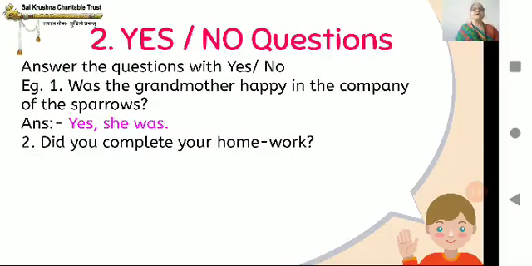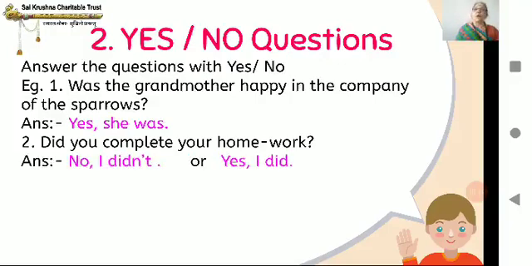Next. Did you complete your homework? What is the answer? No, I didn't. What is the question there? Did. So what will you write in the answer? Did not. We don't write not, but we shorten it and say I didn't. You can write that, or you can write the answer yes, I did. Yes, I did complete my homework.